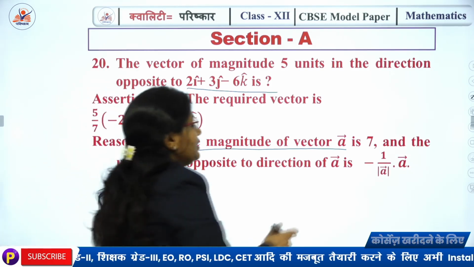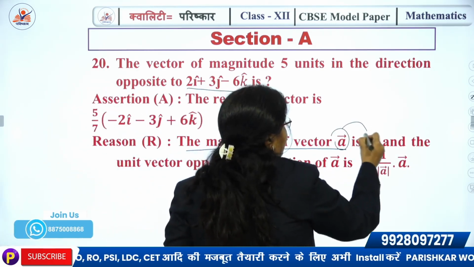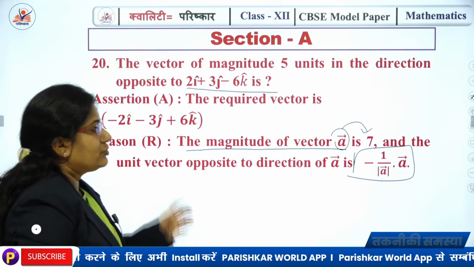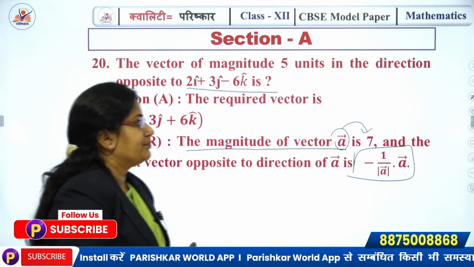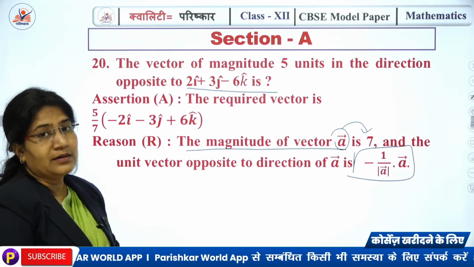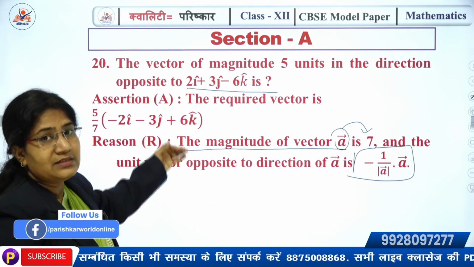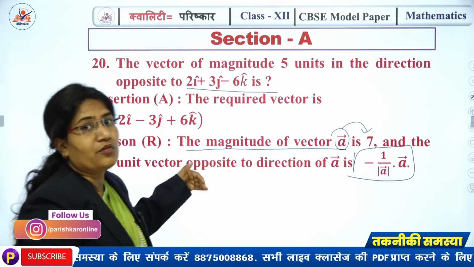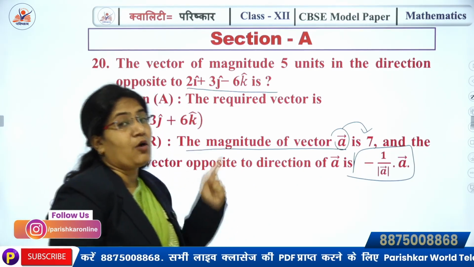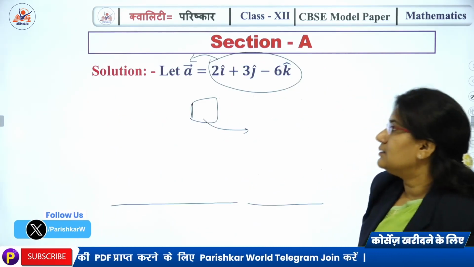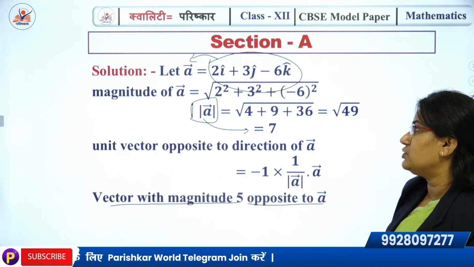We have calculated the magnitude of vector A is 7, and this is the formula of the unit vector opposite to the direction of A vector. So the reason is also correct. It means both the assertion and reason are correct, and the reason is the correct explanation of the given assertion. That means option A will be correct. Okay, student. Now let's come to the next question.